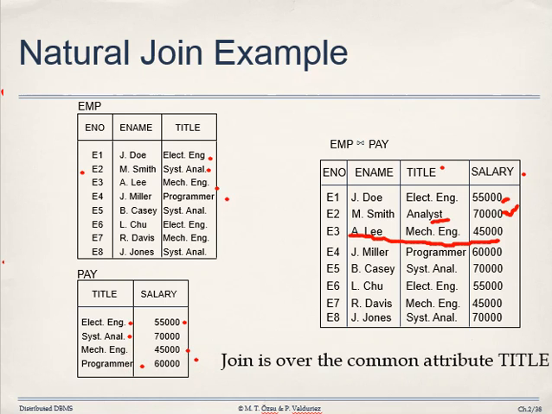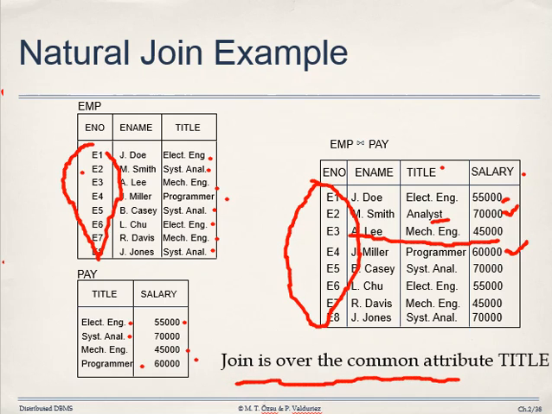So E for G Miller programmer, yes. Then after system analysis electrical, okay, so all the conditions are matched. So in the result table we should have 8 attributes. So yes, in the result table we have 8 attributes. So the join is over the common attribute title. The common attribute here is our title.